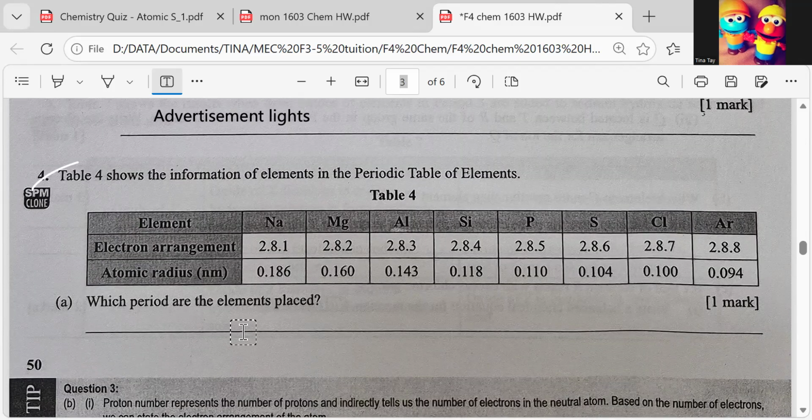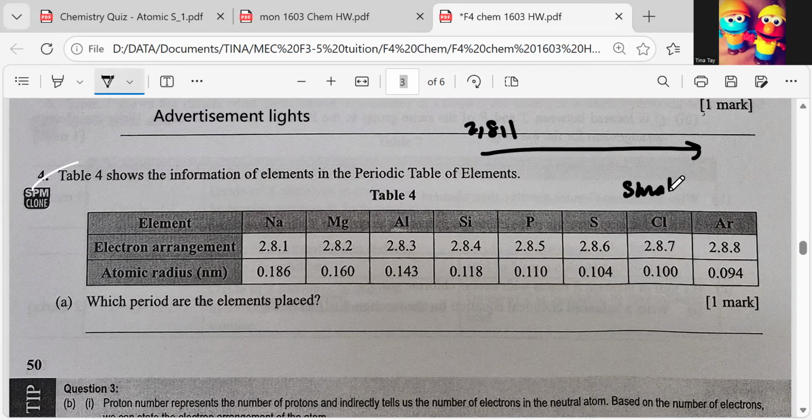Okay, look at question 4. As you go across a period from 2, 8, 1 to 2, 8, 8, the atom gets smaller. It gets smaller because the nucleus is stronger or weaker? Stronger, because from positive 11, it becomes positive 18. Which period are the elements placed? Answer me. 3, 2, 1. Thank you.